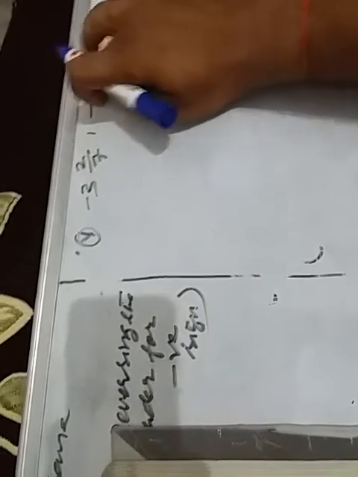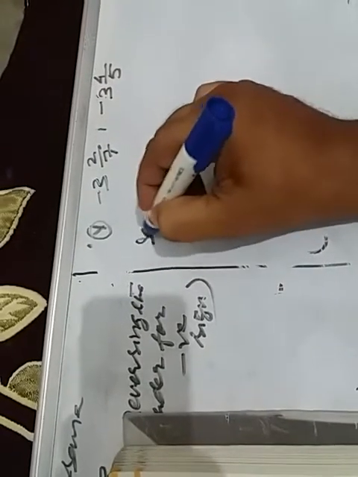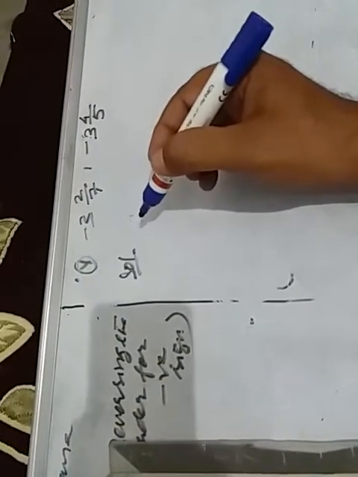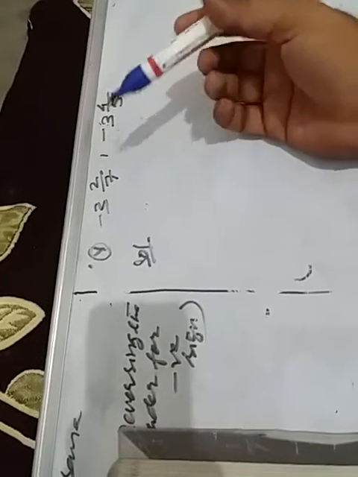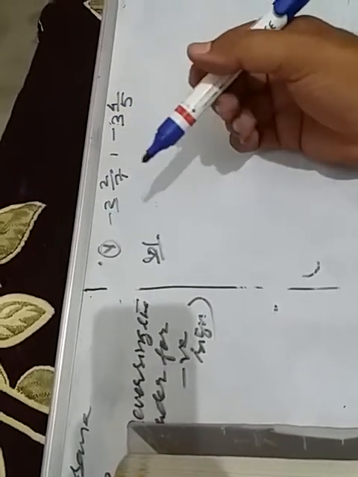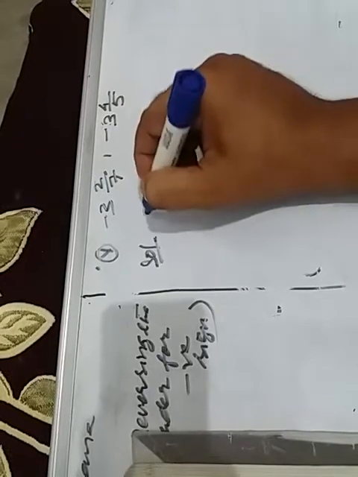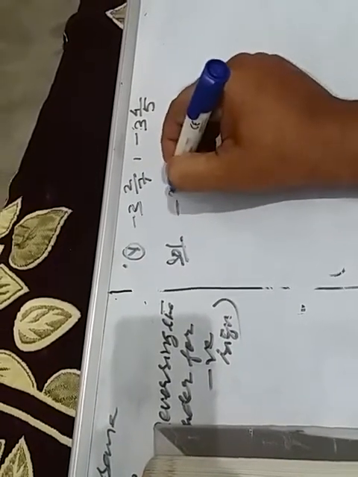Children, see, they are mixed numbers. We cannot do anything until they are converted to improper form. So see here, minus 3 and 2 upon 7, write down the fraction in original form first.